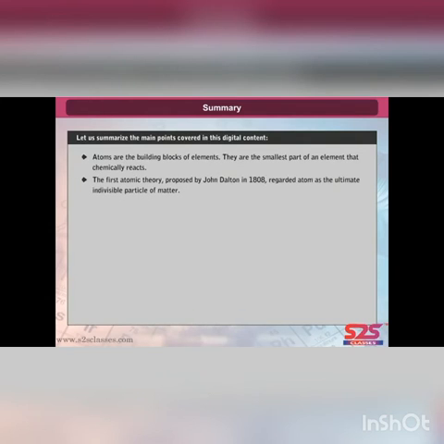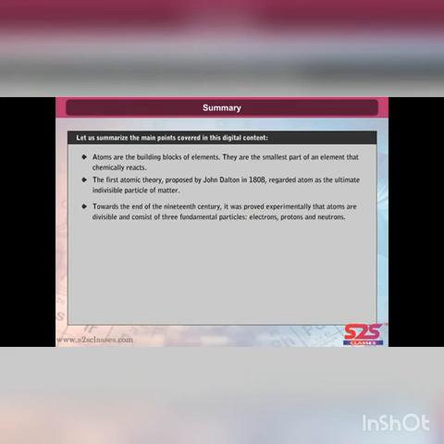Let us summarize the main points covered in this digital content. Atoms are the building blocks of elements. They are the smallest part of an element that chemically reacts. The first atomic theory, proposed by John Dalton in 1808, regarded atom as the ultimate indivisible particle of matter.